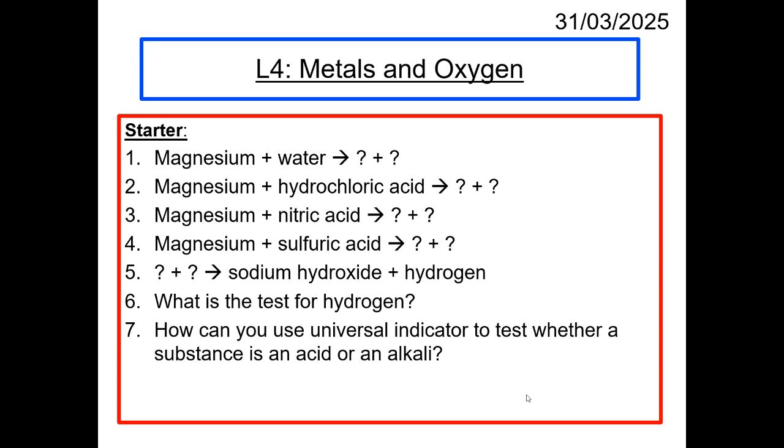Please watch this video. Starter is on the board. Please complete all these equations. You have about 5 minutes. Could you please pause the video for 5 minutes?